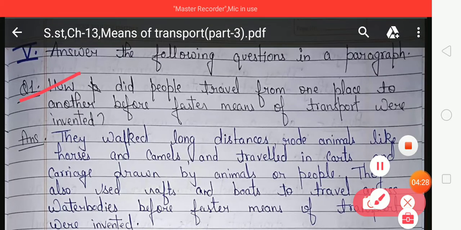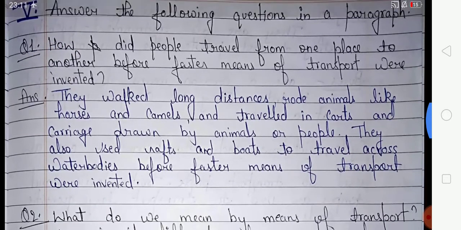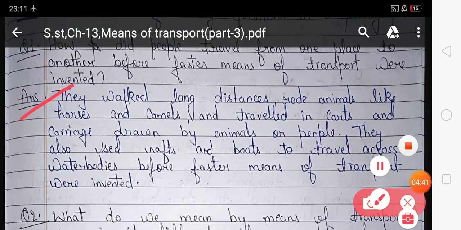How did people travel from one place to another before faster means of transport were invented? So students, your answer is: they walked long distances, rode animals like horses and camels, and travelled in carts and carriages drawn by animals or people. They also used rafts and boats to travel across water bodies before faster means of transport were invented.